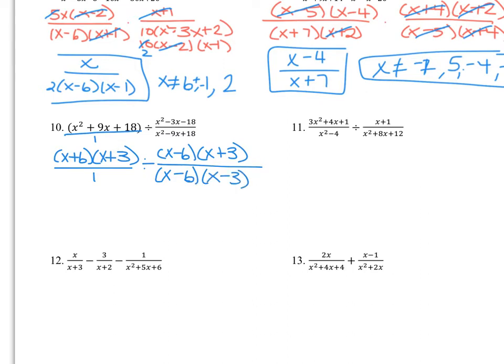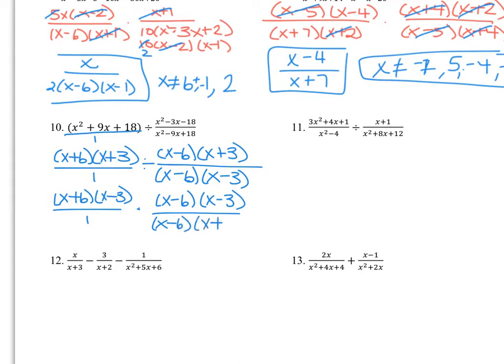For the denominator, because I just factored, now I'm going to keep, change, flip because it's divide. X plus 6, x minus 3 over 1 stays the same. Change to multiplication, flip the second fraction. So x minus 6 and x minus 3 goes on top, and x minus 6 and x plus 3 goes on the bottom. Now I can go ahead and start crossing stuff out.